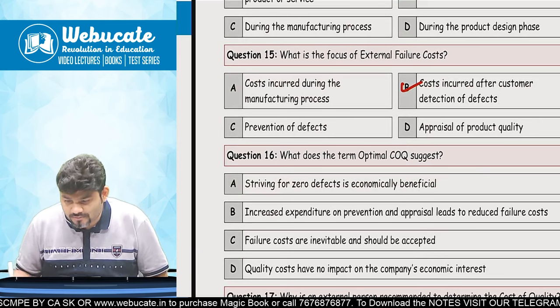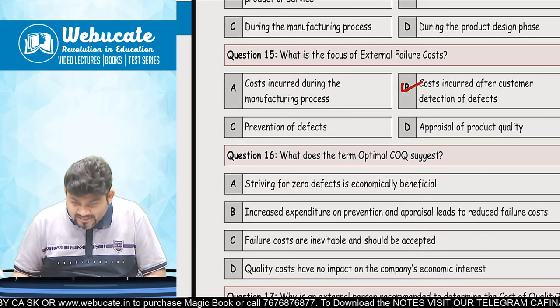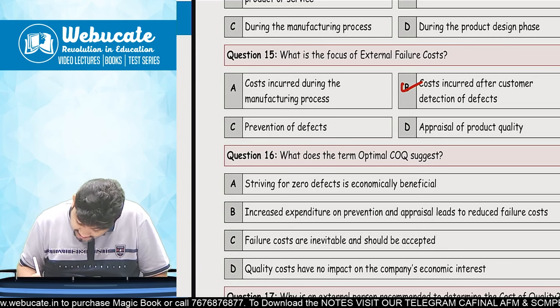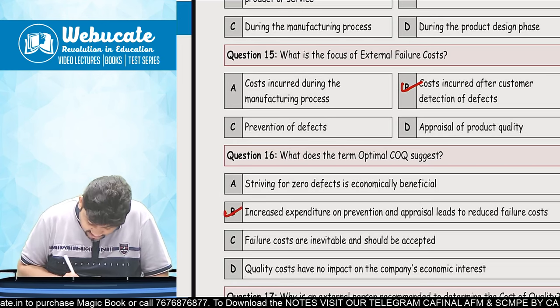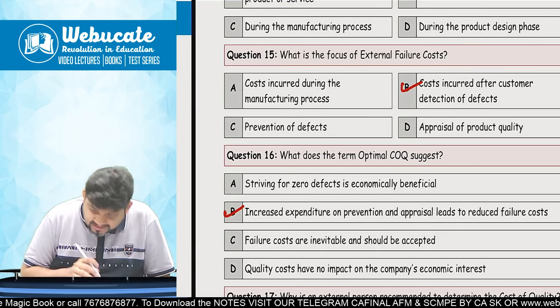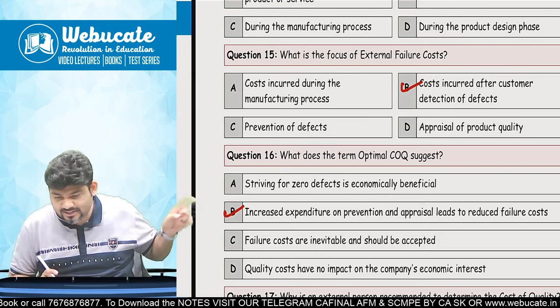What does the term optimal cost of quality suggest? Increased expenditure on prevention and appraisal leads to reduced failure cost? Yes, 16B. So according to me, it is 16B. I think the answer key says 16A, so correct it to 16B.